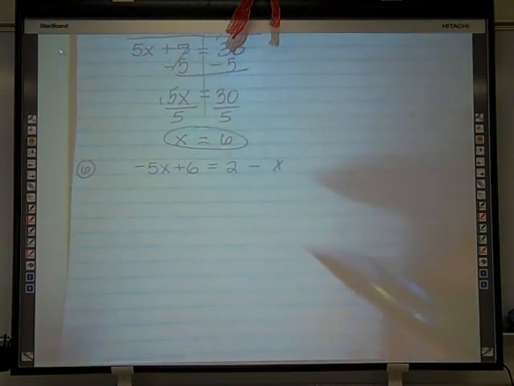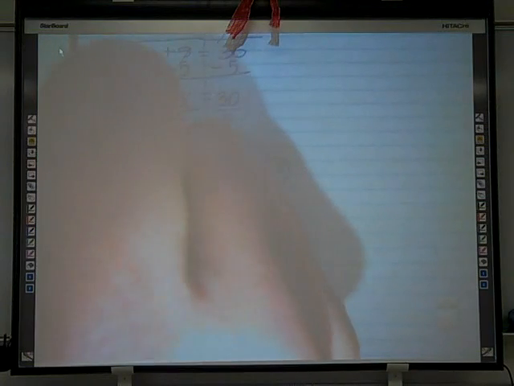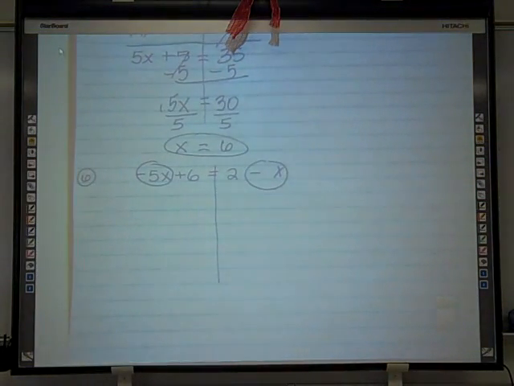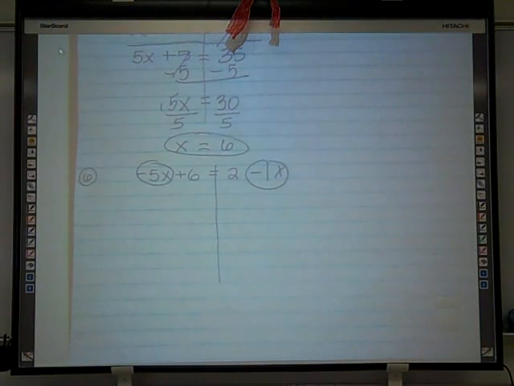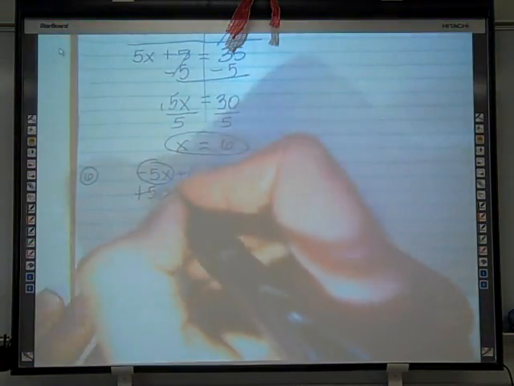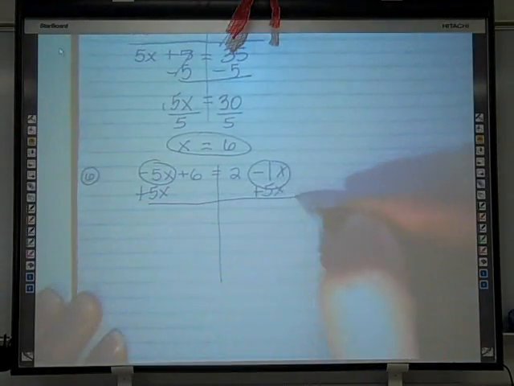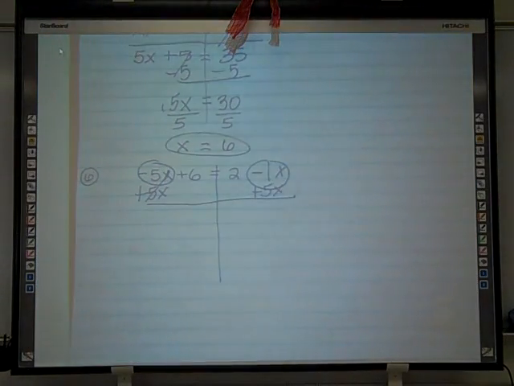Last one, number 6. Once again, circle the two terms that have letters. Make sure you include the signs with it. Remember, there's a 1 in front of the x. Now, negative 5 is actually a smaller number, so I'm going to do the opposite of that, and I'm going to add 5x to both sides. Once again, you could have taken the 1x to the other side as well.